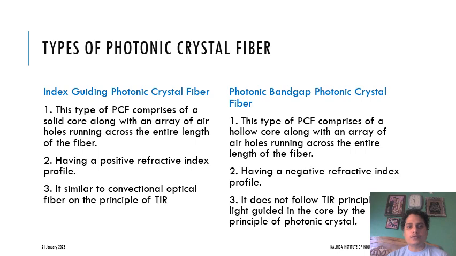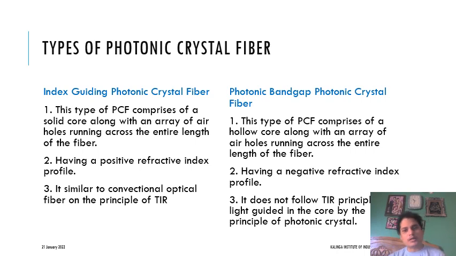Now coming to the photonic band gap type of fiber, as air is present in the core, as the core is hollow in nature, the refractive index is definitely lower than the refractive index of the cladding region. So this follows a negative refractive index profile.